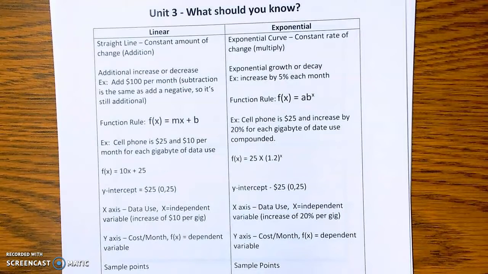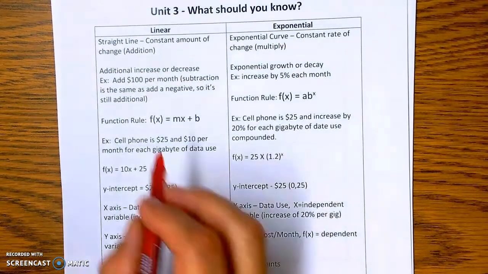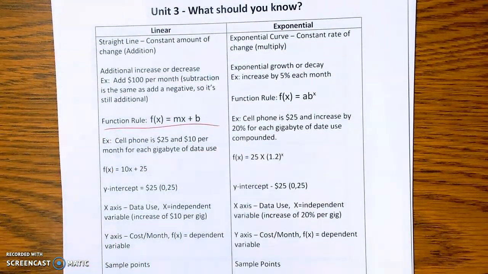So there's two function rules you've got to make sure you know. The first one is for a straight line, f of x equals mx plus b, which is the slope times whatever our units are, plus the constant, which is the b. The example I have down below says a cell phone plan is $25 and it's $10 per month for each gigabyte of data used, and that would be f of x equals 10x, $10 times the number of gigabytes of data, plus the $25 fixed fee.